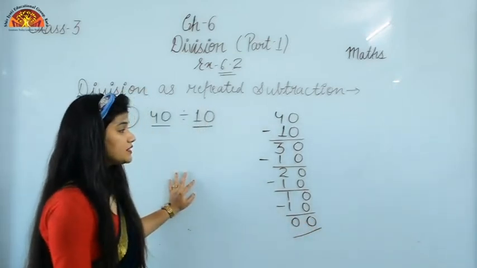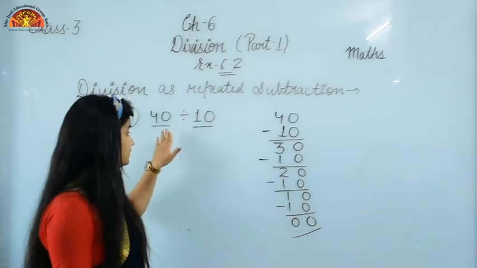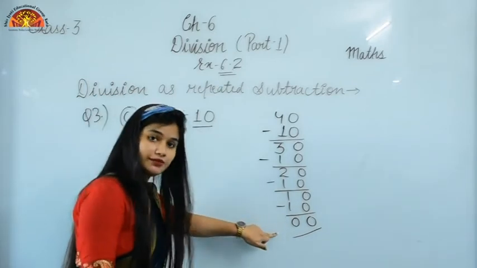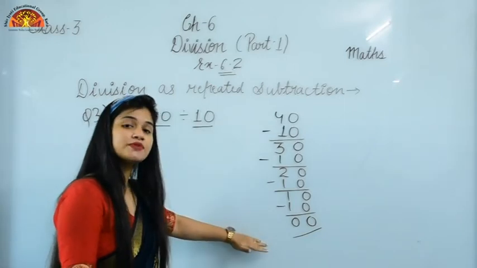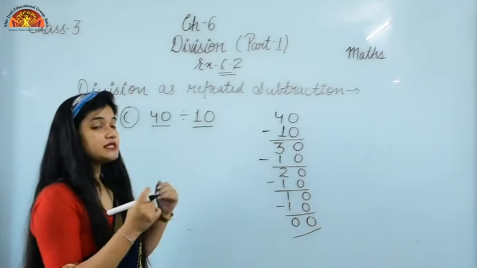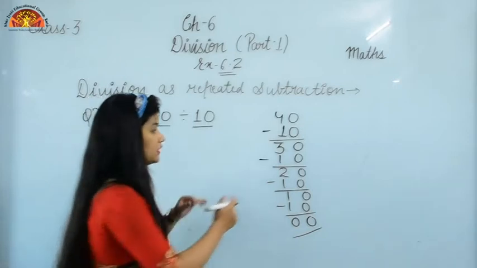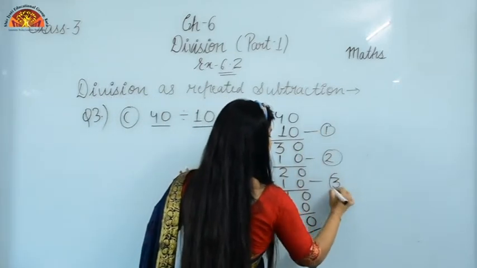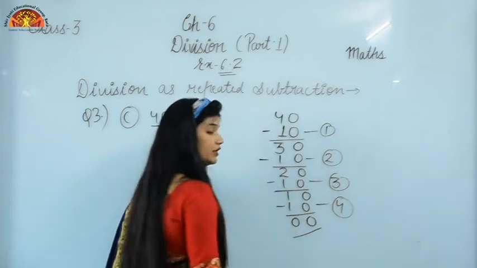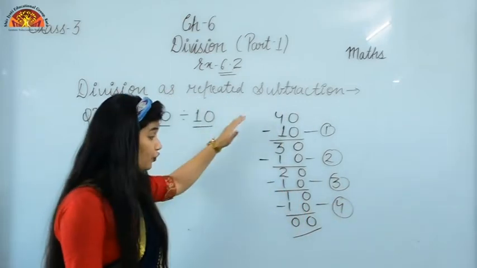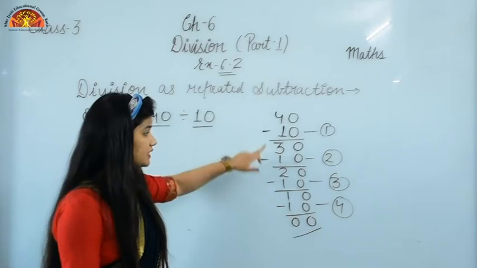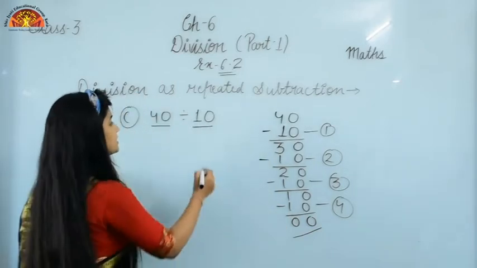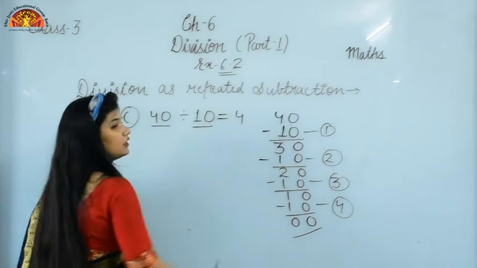So we have to subtract the divisor from the dividend until we get 0. जब तक हमें 0 नहीं मिल जाता हमें इसे क्या करना है? Subtract करना है. Now students, how many times have you subtracted? 1 time, then 2, then 3 and then 4. So here also we have subtracted 4 times. हमने 4 times क्या किया? 10 को subtract किया and we get the result 0. So what is the answer? The answer will be 4.